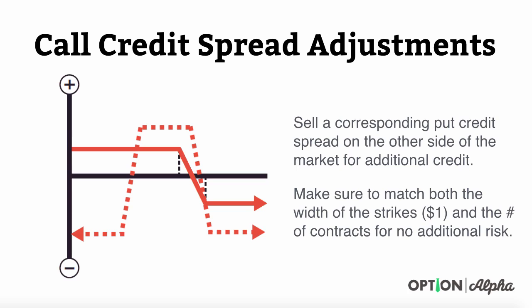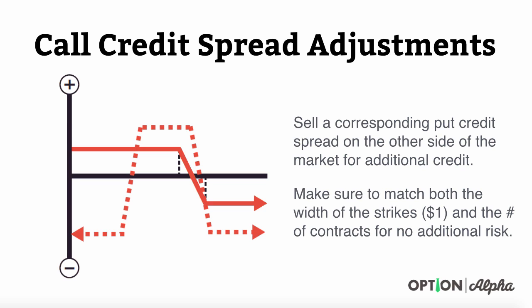So what we like to do is add the other side of the trade. You add the put credit spread to the other side, making sure that you match up both the width of the strikes, so if your original spread was $1 wide, you want to do a $1 wide put spread, and the number of contracts that you traded, so that you have no additional risk in this trade. And in fact, that is the absolute truth. By making this adjustment, you have no additional risk in this trade, and you're actually reducing your max overall loss by doing this.